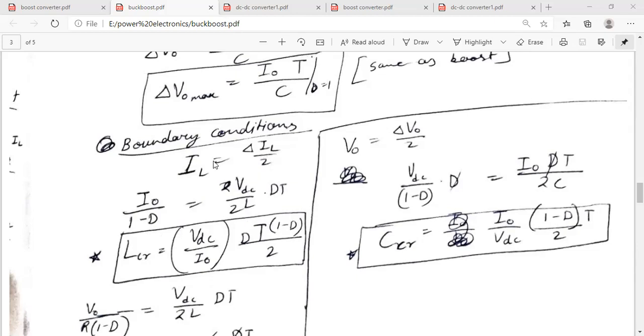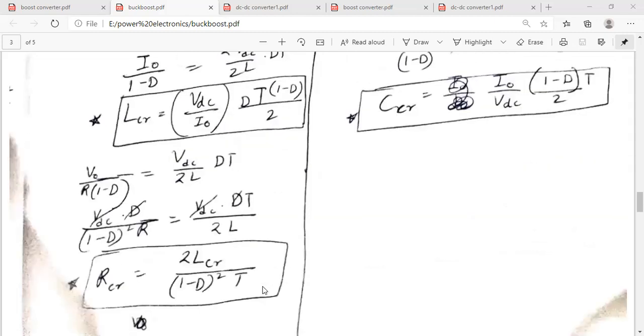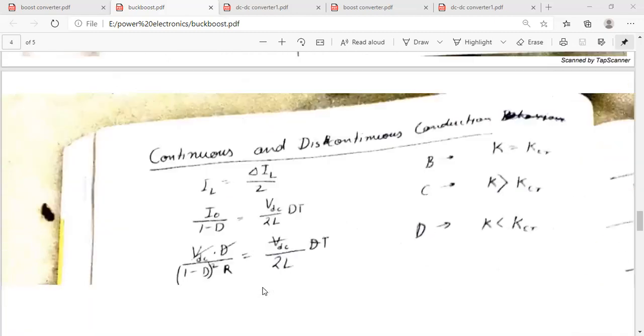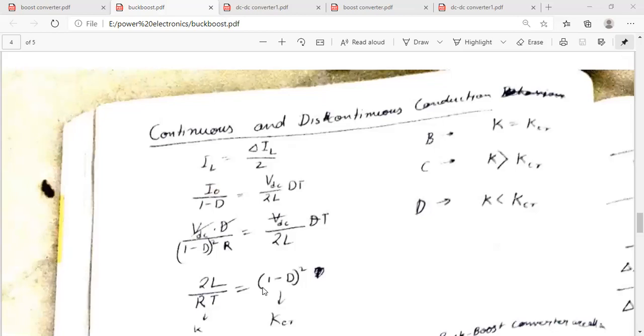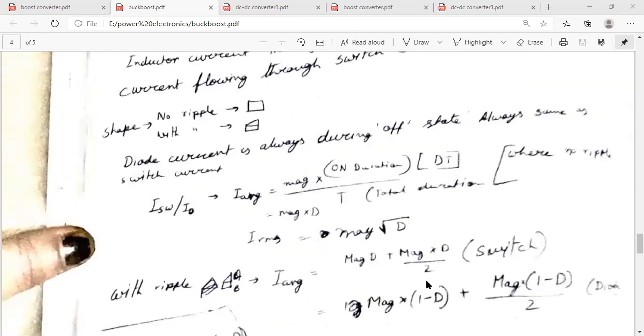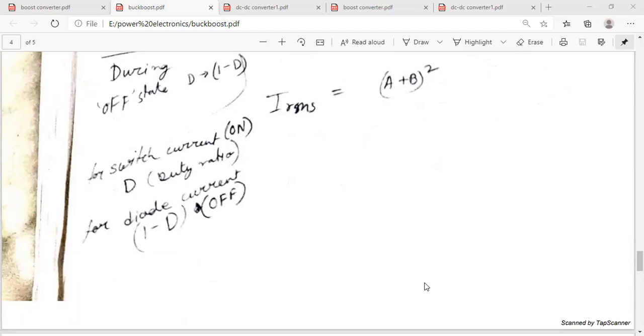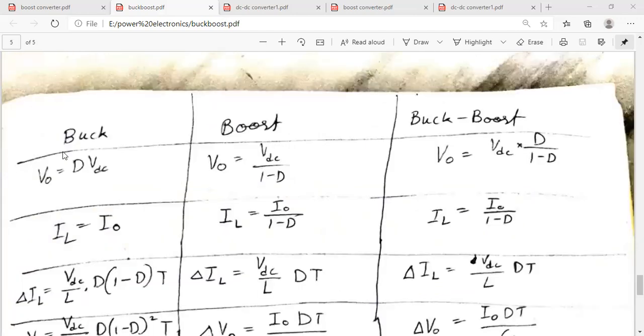Boundary conditions: LCR equal to VDC by I naught. This is for continuous and discontinuous conduction, similar to boost converter and buck converter. And these are the comparison of buck boost converter. As I have already told you, buck has the output voltage d VDC, and for boost it will be V naught equal to VDC by 1 minus d, and buck boost is simply the combination of those two.